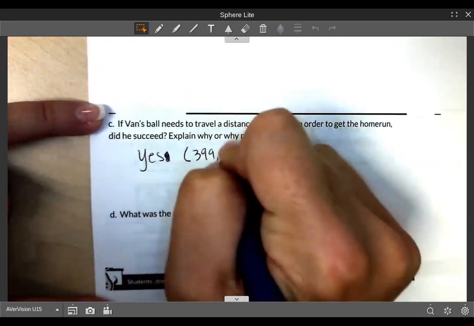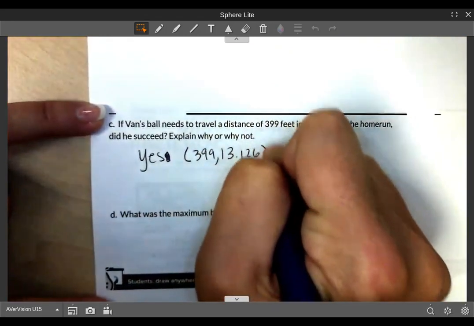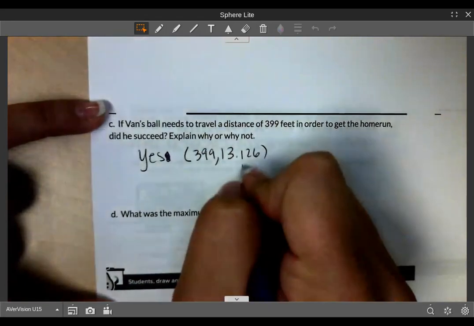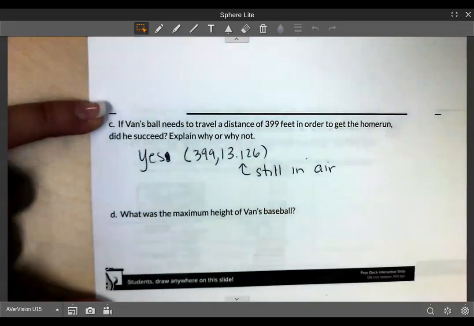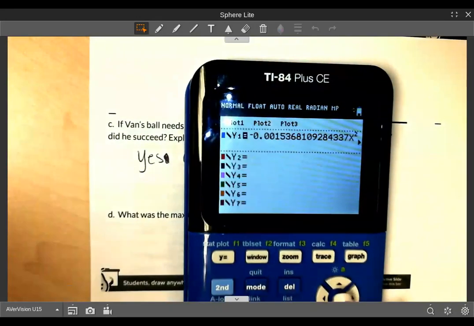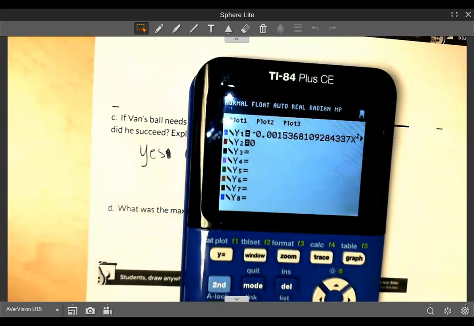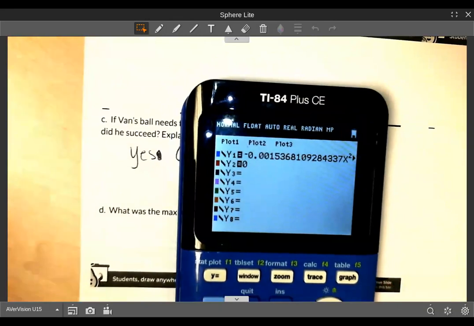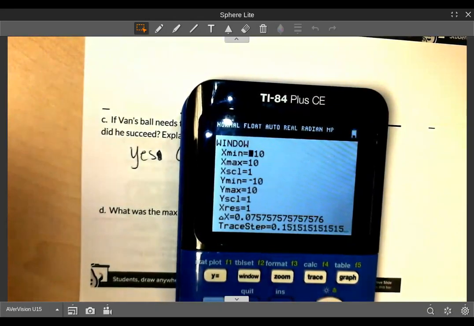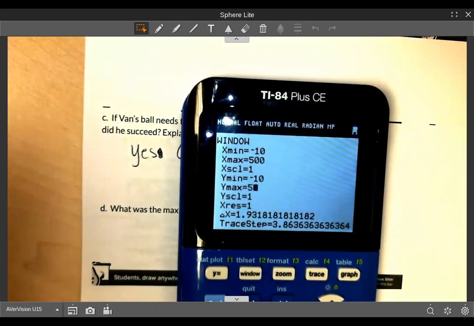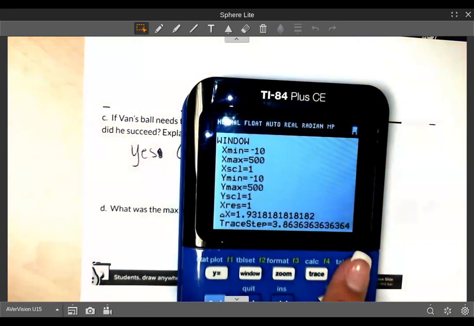$399, it is still at 13.26. So still in the air. I can go ahead and find the root, so I'll remind you of how to do that. I do it with putting in 0 and y2. That's when it would hit the ground, so there would be no vertical distance. And then I'm going to have to open up my window since we've already seen that at 399 it was still up in the air. So I'm going to go up to like 500. I'm going to make sure we keep this big enough to see the graph.